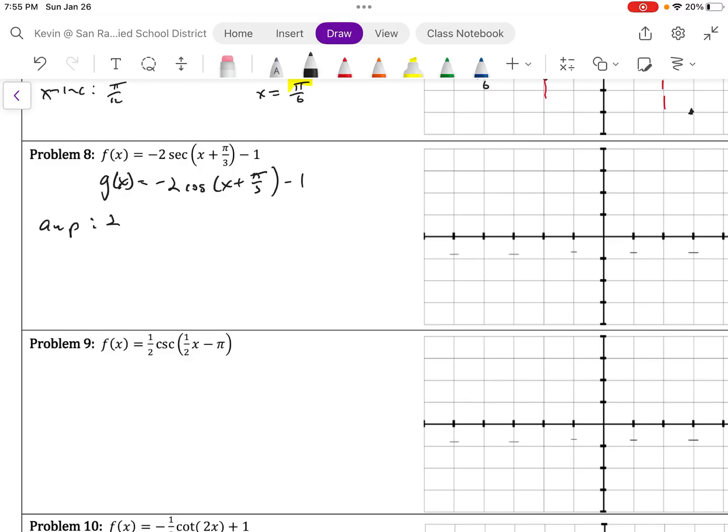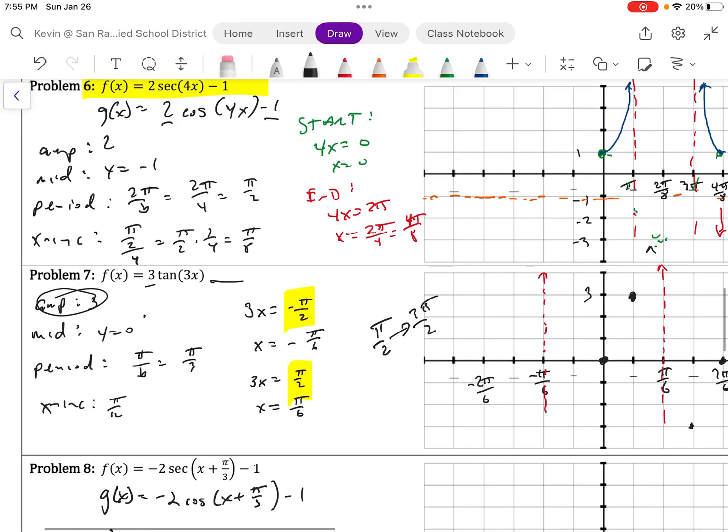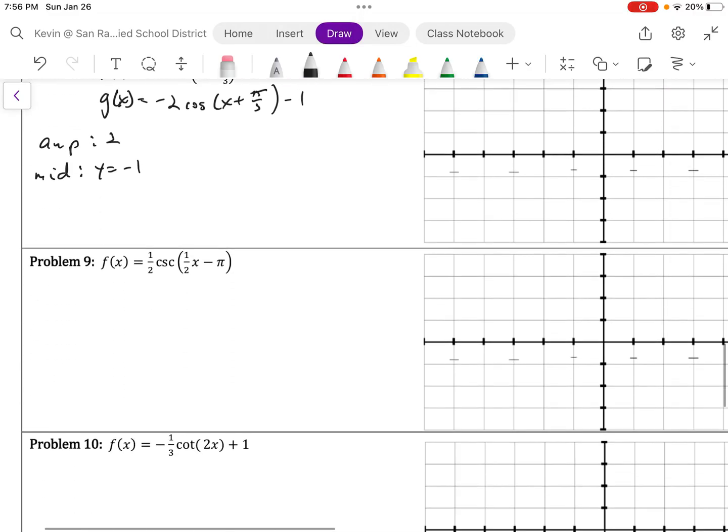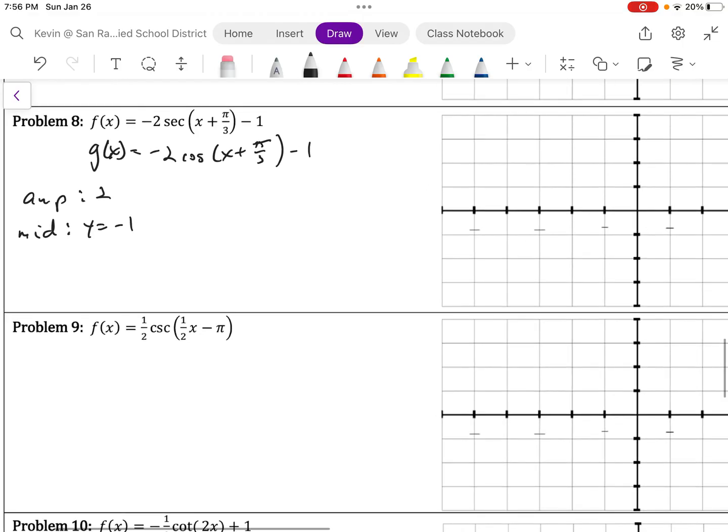So amplitude, 2. The midline, y equals negative 1. And what else do we need? We need our period. 2 pi over b, so that's just 2 pi. And our x increments, 2 pi divided by 4 equals pi over 2.